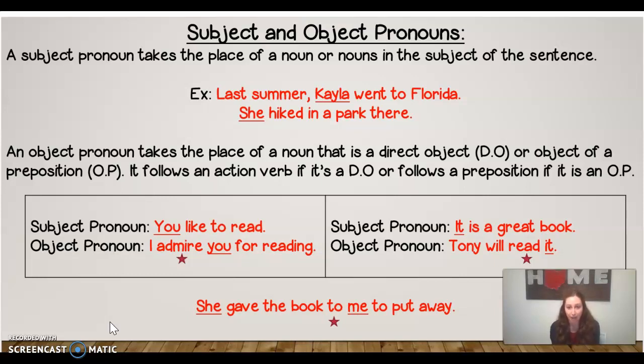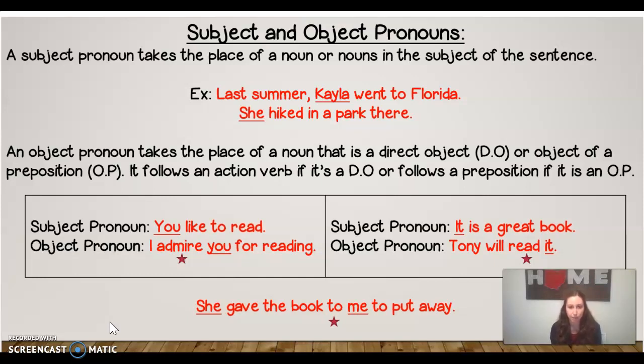For the object pronoun, I would look at Tony will read it. Again, it is another one that can be a subject pronoun or an object pronoun. It just depends on how it's being used in the sentence. So Tony will read it. Right before it comes read, which is an action verb. Even will read, we know that as a verb phrase. So the verb comes before it, which shows that it's going to be a direct object of the sentence, and it's an object pronoun. Let's look at the last example at the bottom of the slide.